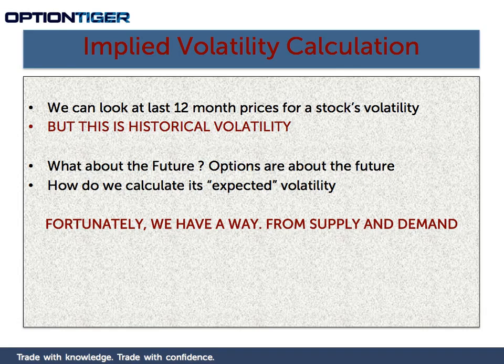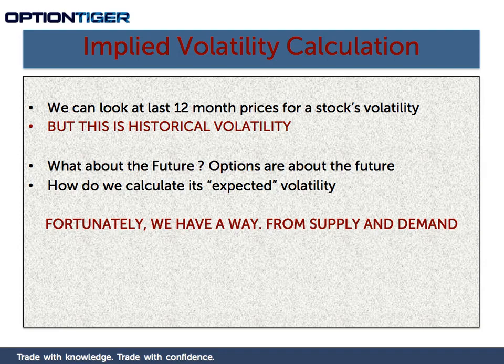So now that we know what implied volatility is and what effects it has on option prices, we know that if the volatility is high, then option prices are going to be higher. And we can look at a stock and look at its last 12-month prices, and we can know what the volatility level is for that stock. But this is what you call historical volatility. This is volatility based on the stock's prices in the past 12 months. It doesn't tell you anything about the future.